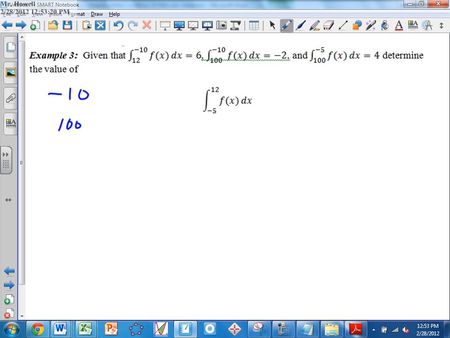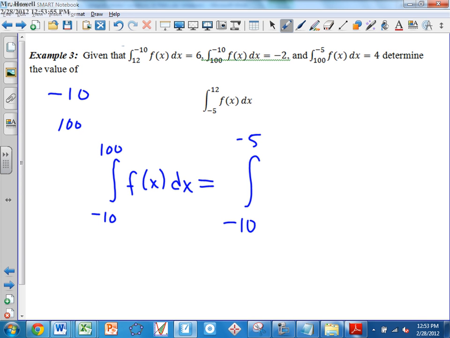Okay. So if I want the integral from negative 5 to 12, I can think of it as a bunch of pieces added together, geometrically, but also algebraically. Algebraically speaking, I know the integral from negative 10 to 100. It's given in one of my problems right here. So the integral from negative 10 to 100 of f of x dx can be broken into the integral from negative 10 to negative 5 of f of x dx plus the integral from negative 5 to 100 of f of x dx.